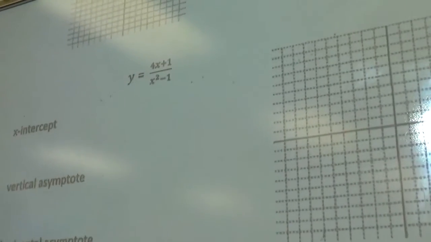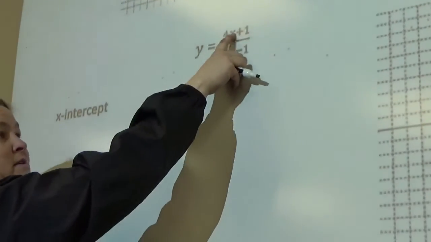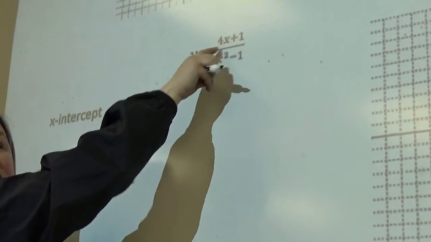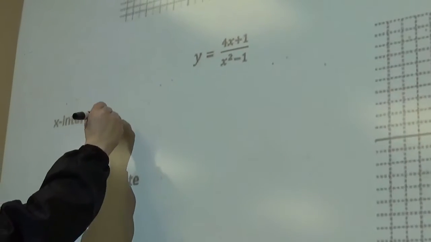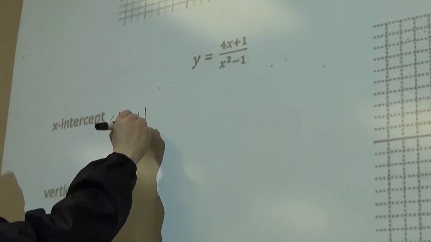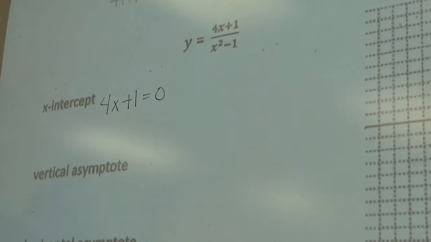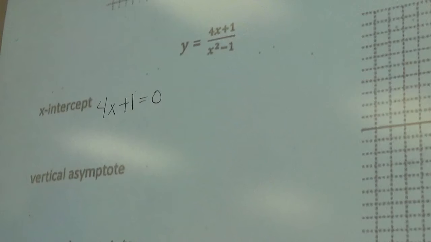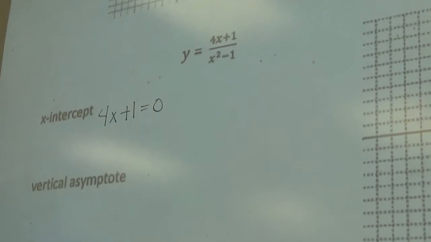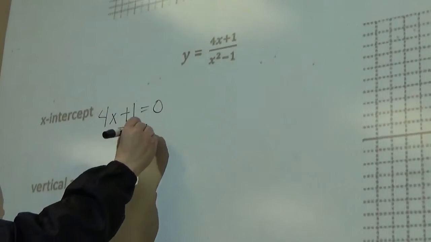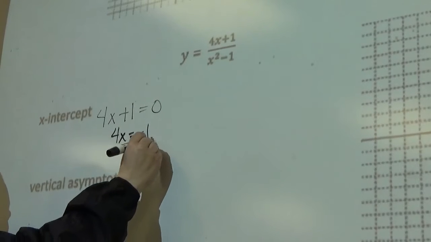Numerator. So a 0 of the numerator. What would I put in for x that would make this 0? So the way to find that is 4x plus 1 equals 0. Remember that? We set it equal to 0 to find the 0. So 4x equals negative 1. So x equals negative 1/4.